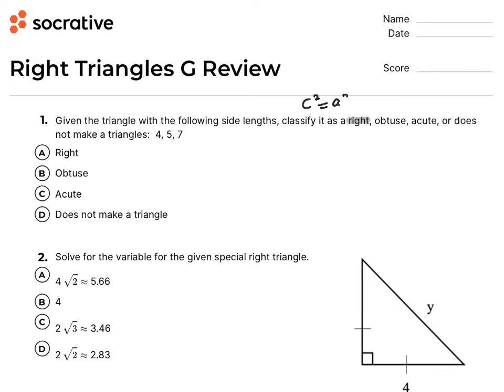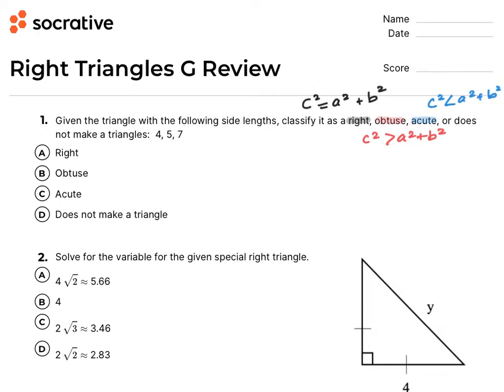Now, for it to be right, it should follow the rule c squared is equal to a squared plus b squared. If it is obtuse, then it should follow the rule that c squared is greater than a squared plus b squared. If it is acute, then it should follow the rule that c squared is less than a squared plus b squared.